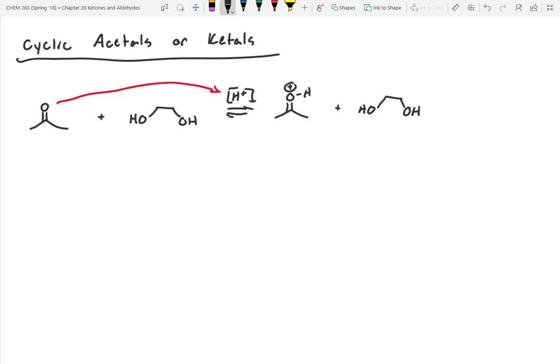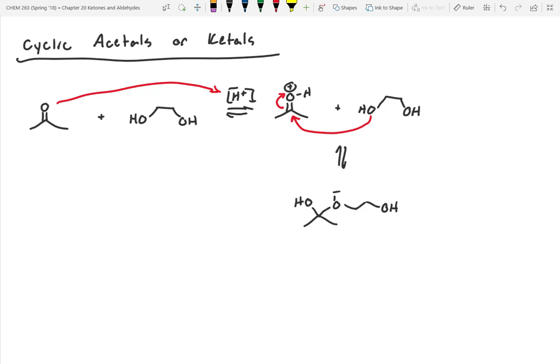Okay, and then in the next step, just like before, this can attack in, kick up electrons to that oxygen. Let me clean up my hydrogen here. And then in the next step, we're going to remove that proton, and this time I'm going to show all of the steps. So we're going to remove this proton.